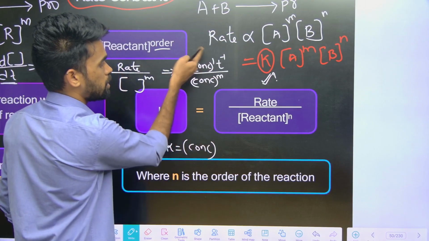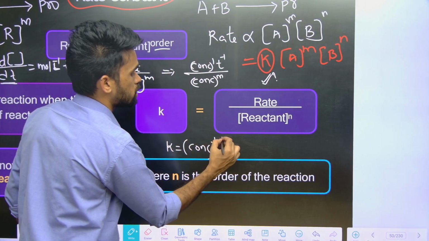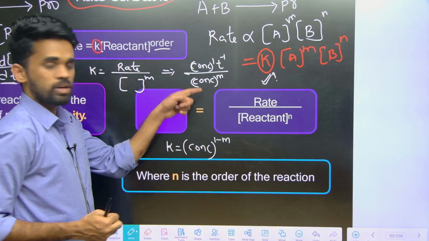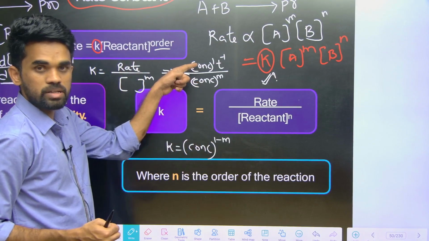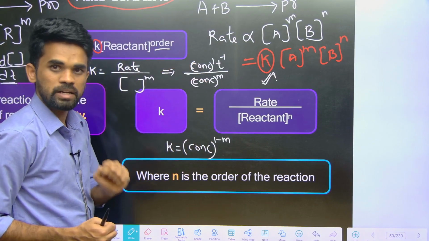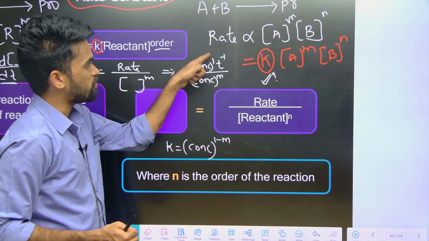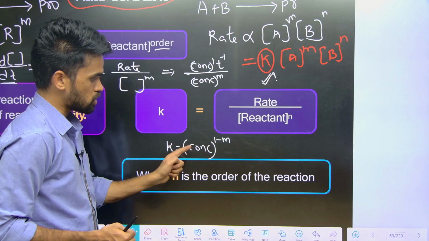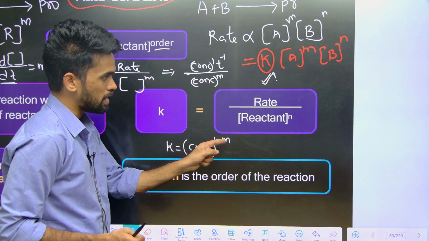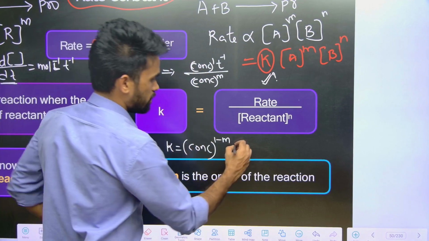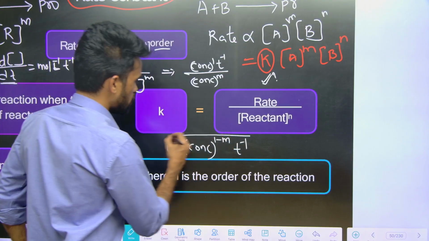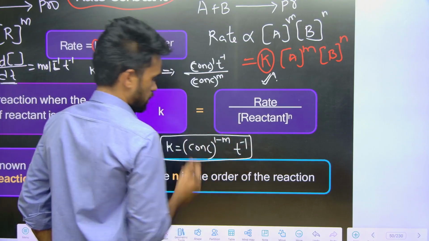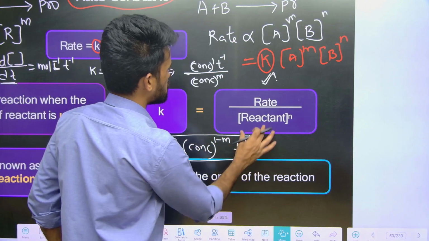So m can be written upside by putting a negative sign, like minus m. Okay, this is concentration, this is concentration. Can we write both of them in the numerator? Yes, we can write. Okay, already 1 is there. If I write this plus minus m in the numerator, that is concentration to the power 1 minus m, multiplied with time inverse. Okay, so this is the units of the rate constant. So what is the units of rate constant?